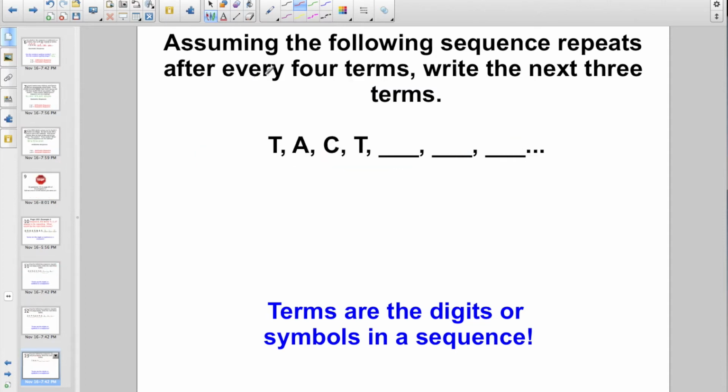So check out this guy. Assuming the following sequence repeats after every 4 terms, write the next 3 terms. So I'm using all 4 letters here, T-A-C-T. So the next thing, I don't want an A. I want to start back at the beginning with a T. Then I want an A. And then I want a capital C, right?